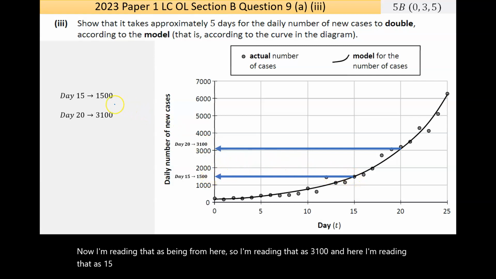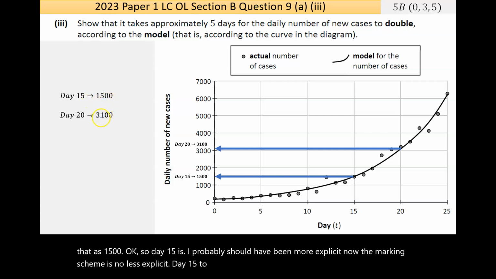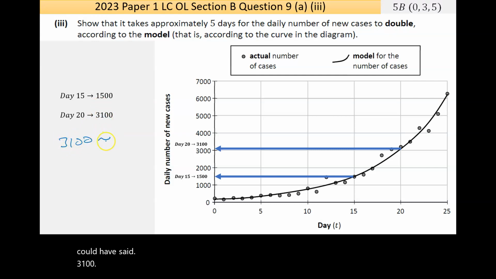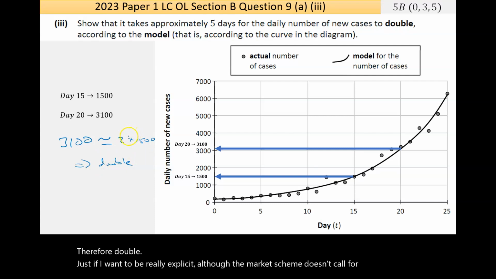Okay, so day 15, I probably should have been more explicit. No, the marking scheme is no less explicit. Day 15 is 1,500. Day 20 is 3,100. That is double. Now I could have said 3,100 is almost equal to 2 times 1,500, therefore double, just if I want to be really explicit, although the marking scheme doesn't call for that. That is only a 5 marker.